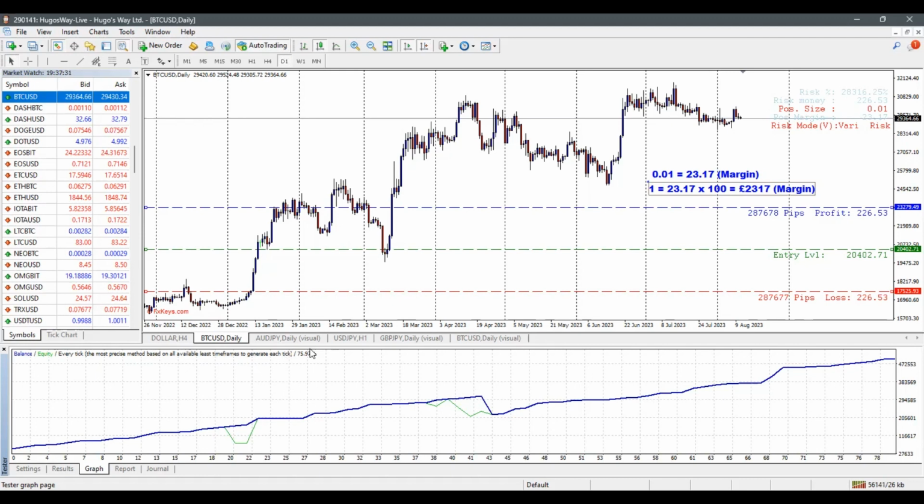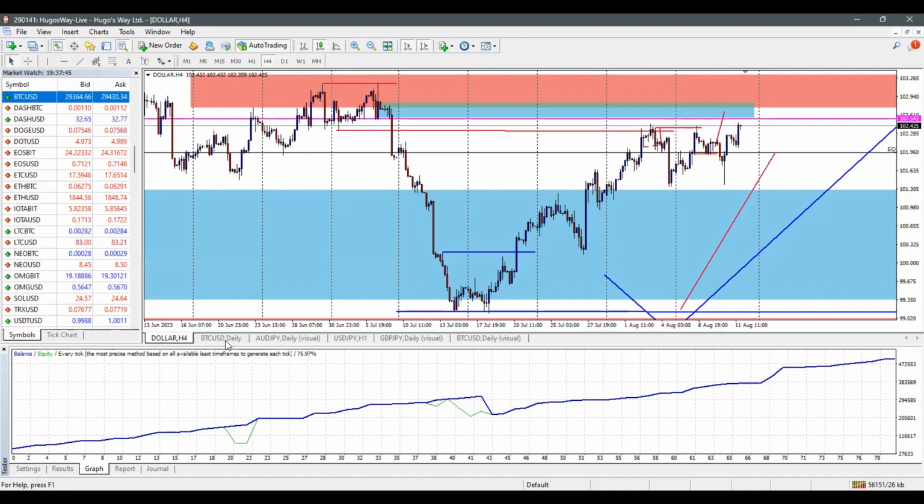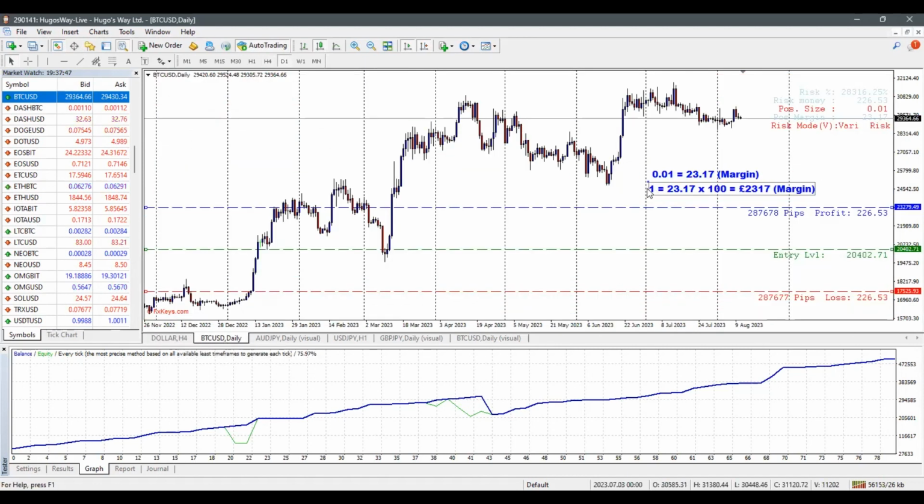Of course, this is back testing, market data that's already happened, so it might be slightly different. But you can see here that every tick uses the most precise method based on all these candles here. All right, so moving forward here, guys, for you to see, let's continue.